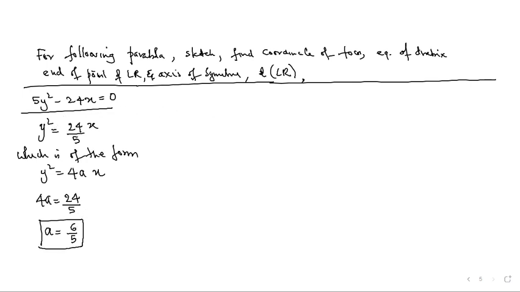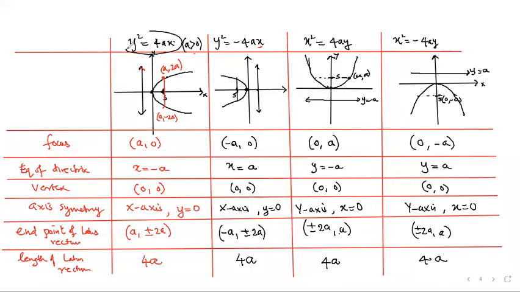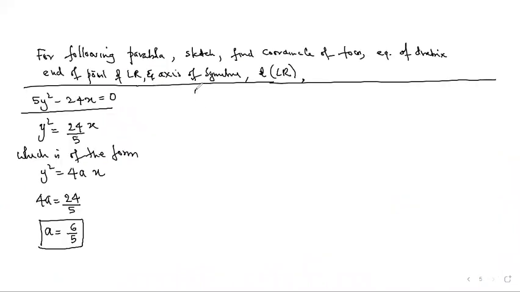Then how does y square equal to 4ax look like? Look at this. Y square equal to 4ax looks like this. So the sketch will be like this. Sketch it this way. So the focus will be here. Directrix will be here. This is sketching.